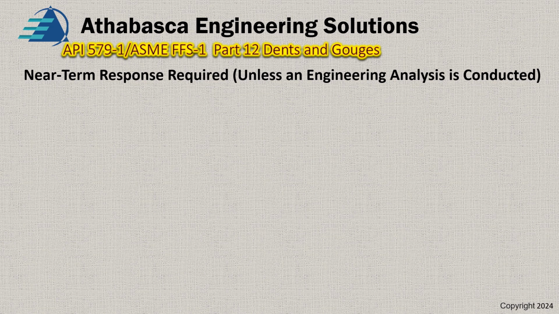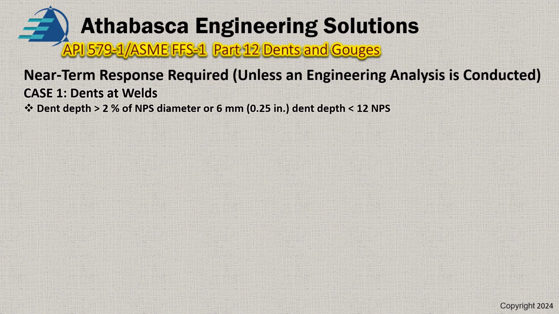This is near-term response, not immediate response. And in the case of the previous slide, where immediate response is required, the API says that you can override these decisions if engineering analysis is conducted. So these are some conditions for near term. That means do something, but you don't have to do it right away.